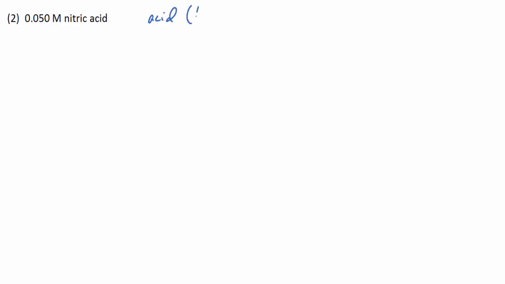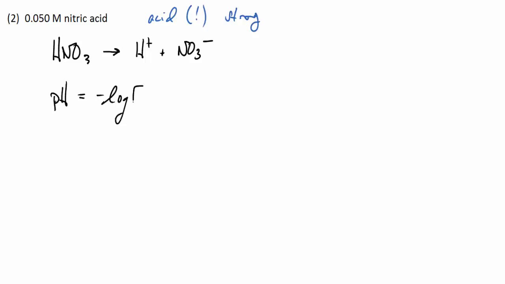Let's look at our next solution. This one is nitric acid, a strong acid, we know that, and here is the strong dissociation for nitric acid. Notice there's no equilibrium here, it's just a straightforward stoichiometric dissociation. And the pH is the negative log of the hydronium ion concentration, which will be in our case the negative log of 0.050 or 1.30.